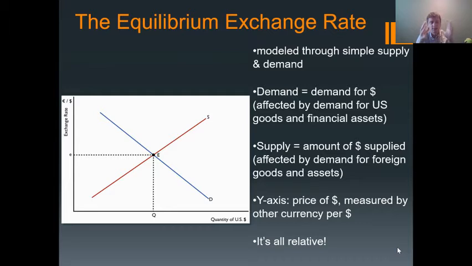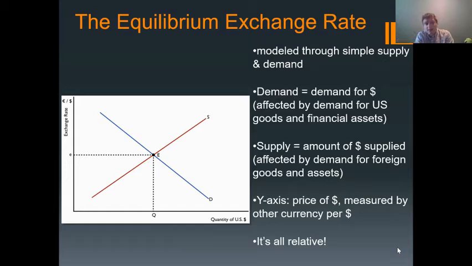So when we're looking at the equilibrium exchange rate, you're using a simple supply and demand graph, and the quantity of your home currency is going to be on the x-axis. The y-axis is your exchange rate. So that's whatever foreign currency divided by whatever your home currency is. So here we have euros to dollars. The demand, in quick and easy terms, is the demand for U.S. goods and financial assets. That's what's going to affect the demand curve here. So if more people want to buy U.S. goods and financial assets, that's going to shift the demand curve.